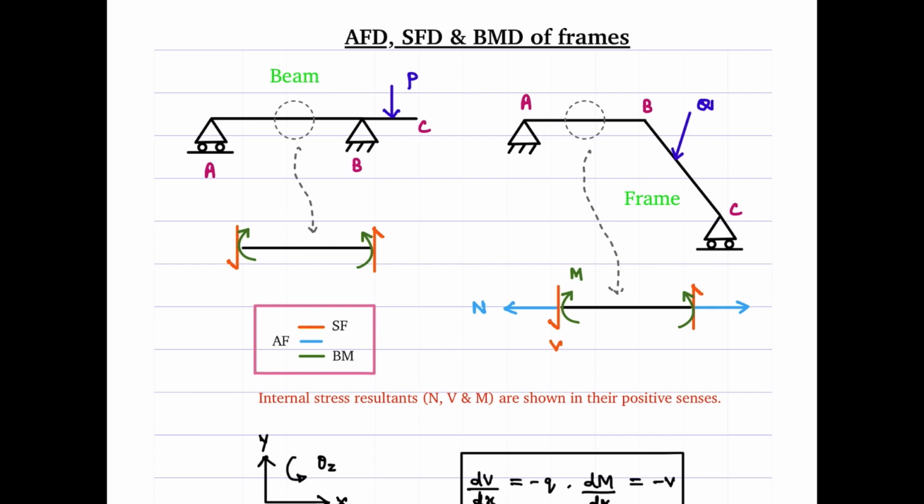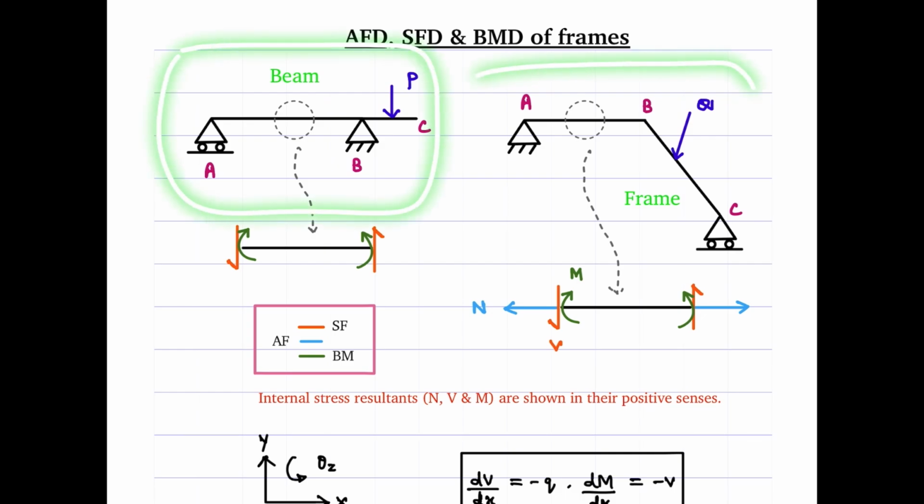Hi, welcome to this new video, which is going to be very useful and interesting. We're going to learn how to draw axial force diagram, shear force diagram, and bending moment diagram of frames, right? We're going to start with the difference between a beam and a frame. We have a beam shown here, and then we have a frame shown here, right?